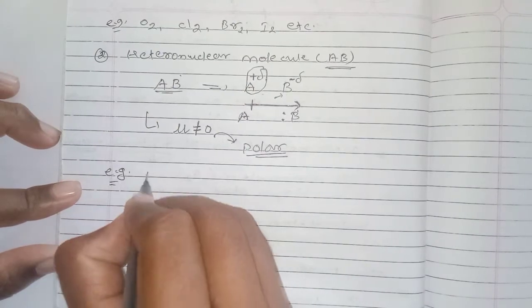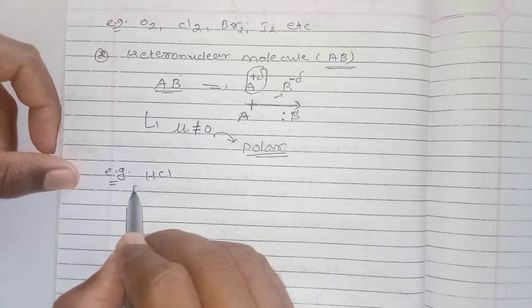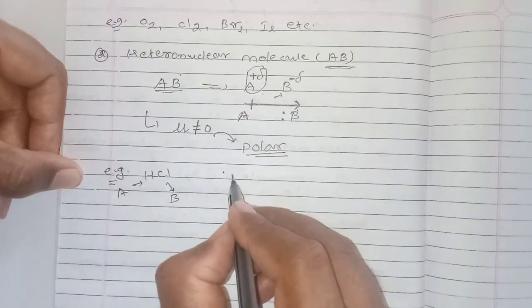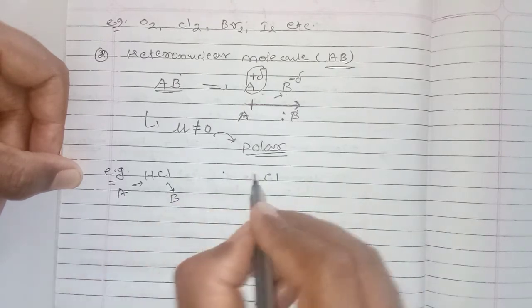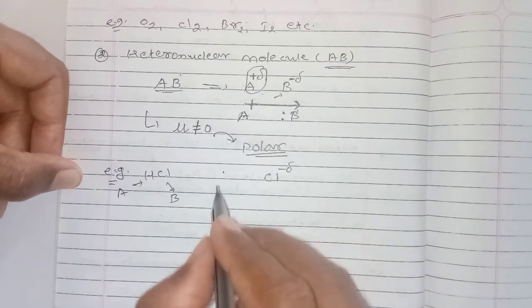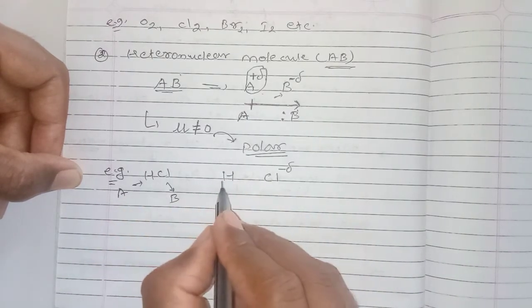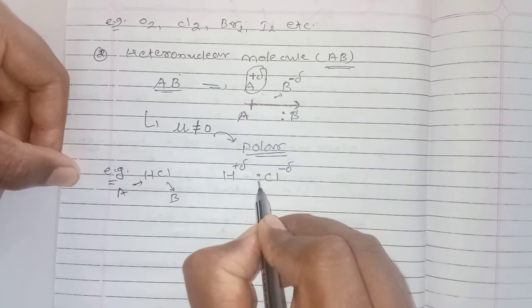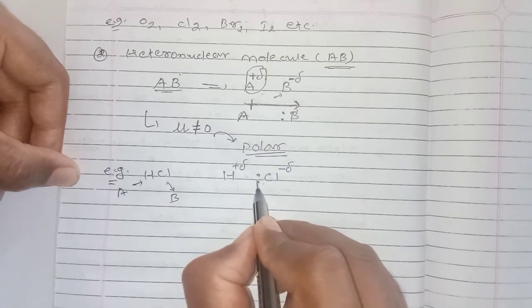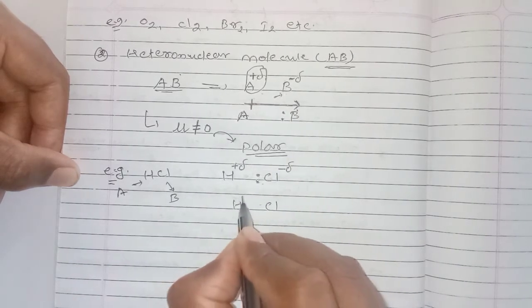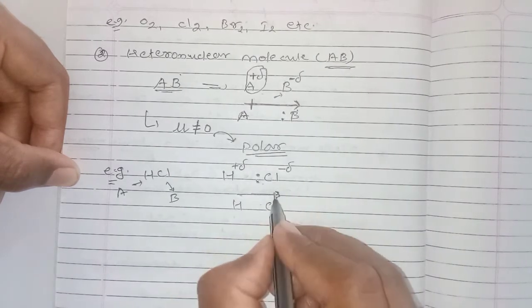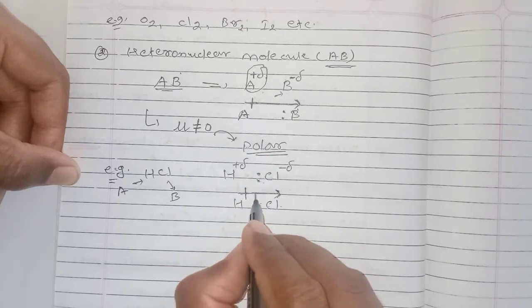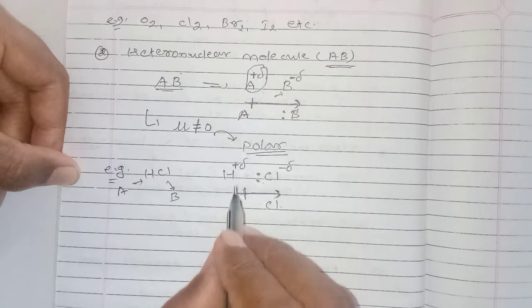For example, in the HCl molecule, suppose the hydrogen atom is A and the chlorine atom is B. Chlorine is more electronegative than hydrogen, so it possesses partial negative charge, while hydrogen is less electronegative and possesses partial positive charge. The electron pair is attracted towards the more electronegative atom, chlorine. So here the dipole moment is towards the chlorine atom. So the arrowhead is on the negative end, while the cross, or tail, is on the positive end. Okay.